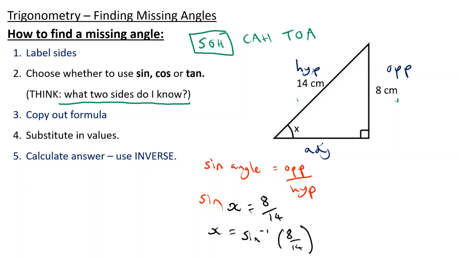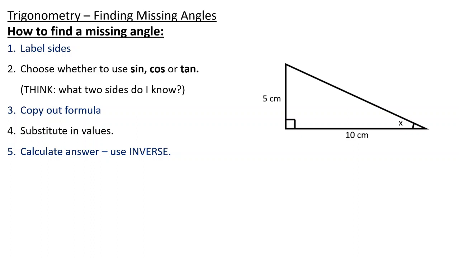So we get our calculators out now and we type this in. So we type in shift and then sin and then 8 divided by 14. And when we do that, we get this answer here of 34.8 degrees. And that is correct to 1 decimal place. And that's it.